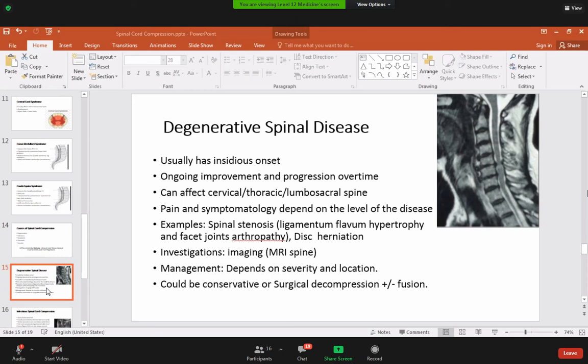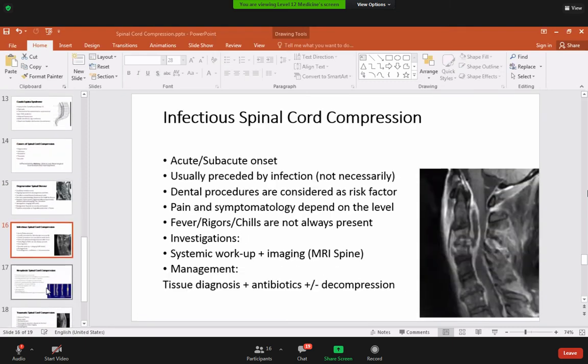It is laminectomy or discectomy, cutting the disc that has been prolapsed outside and is causing compression of the spinal cord in front of it. Now, infectious spinal cord compression, due to infectious problems or infections, has acute or subacute onset. Usually, there is associated infection, but it is not necessarily present.